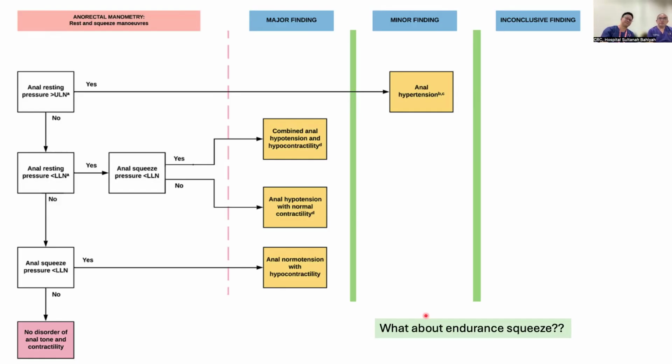Yeah, so the endurance, like the name suggests, is supposed to measure the stamina of the muscle. So in someone who has a fecal incontinence, if they can have poor anal tone or hypotension, they can have a poor contractility or hypocontractility. In patients with fecal incontinence, they will also have difficulty in maintaining the endurance during an endurance squeeze. So that's the whole idea. All these findings are giving us clues to whether this patient has a fecal incontinence or not.